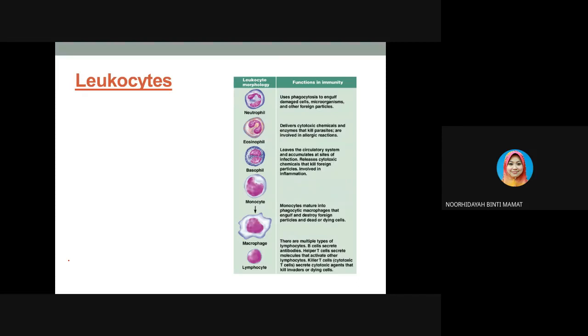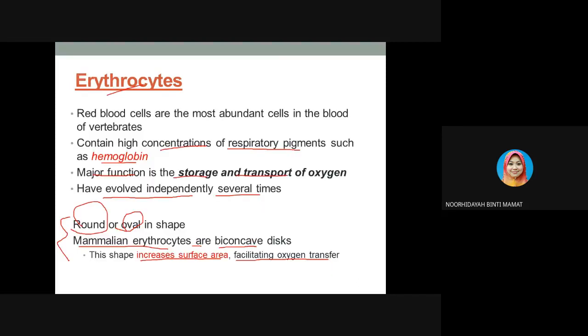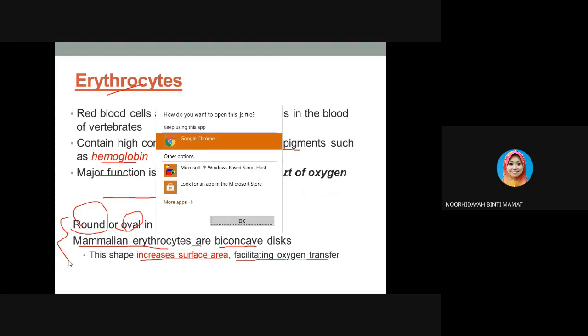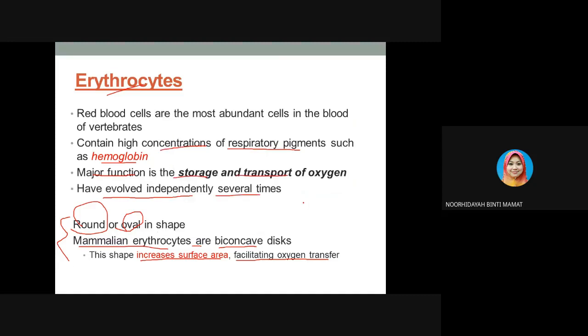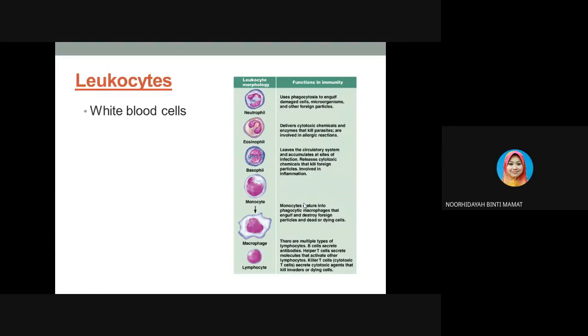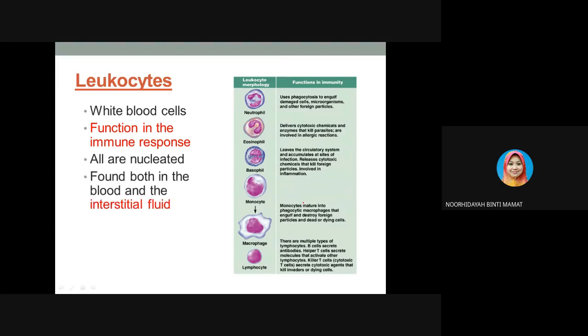So this is the leukocytes, which are white blood cells. Leukocytes function in the immune response, and all of the leukocytes are nucleated, which means having a nucleus. The leukocytes are found both in the blood and also in the interstitial fluid, and some are able to move across capillary walls, and they have five major types of leukocytes.